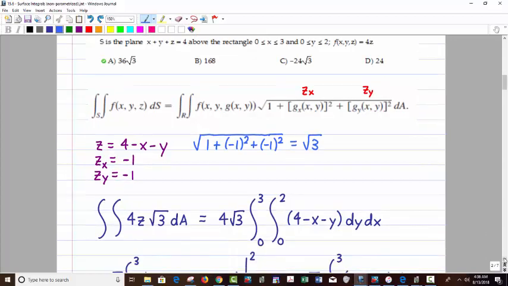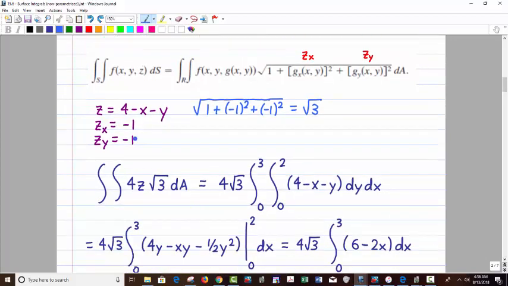I pulled out the 4 and the square root of 3, and then here we know that z is a function of x and y on our surface. So all we have to do is replace z here with 4 minus x minus y, and then I'll go dy dx, and because this is a rectangle, both regions of integration will be numerical. There's no variable here on the inside. So this should work out nice and neat.